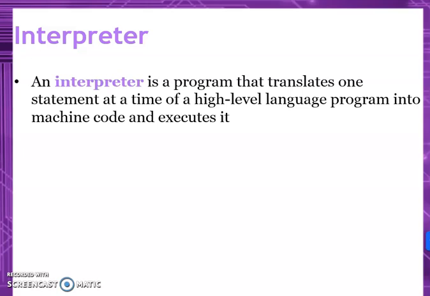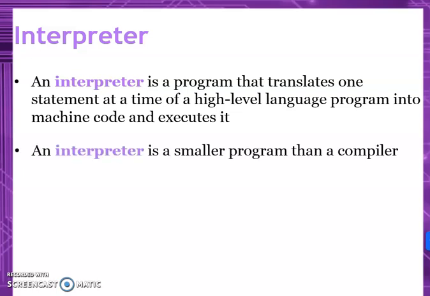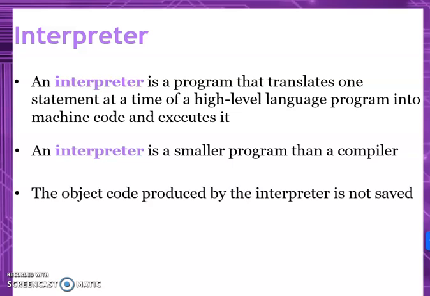Then there is the interpreter. An interpreter is a program that translates one statement at a time of high-level language into machine code and executes it. Basically, what does the compiler do? The compiler translates a whole program, the whole task, at a time. But the interpreter just translates one statement at a time and then executes it. Basically, the interpreter is a smaller program than the compiler, because the compiler translates the whole program and the interpreter translates one by one, taking a single line.